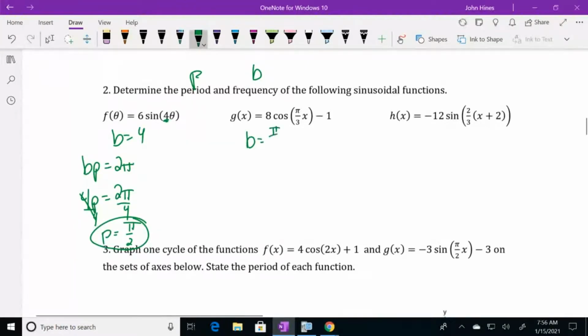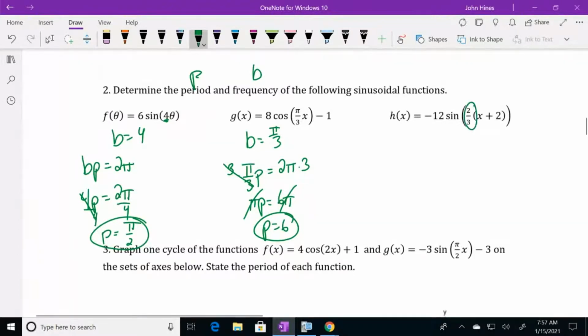Frequency is easy. b is pi over 3. So how do I find the period? bp equals 2 pi. Well, I don't like that 3 in the bottom, so I'm going to multiply by 3. Pi p equals 6 pi, and we can say goodbye to those pi's, so the period here is 6. It takes me 6 units to get through one full cycle.